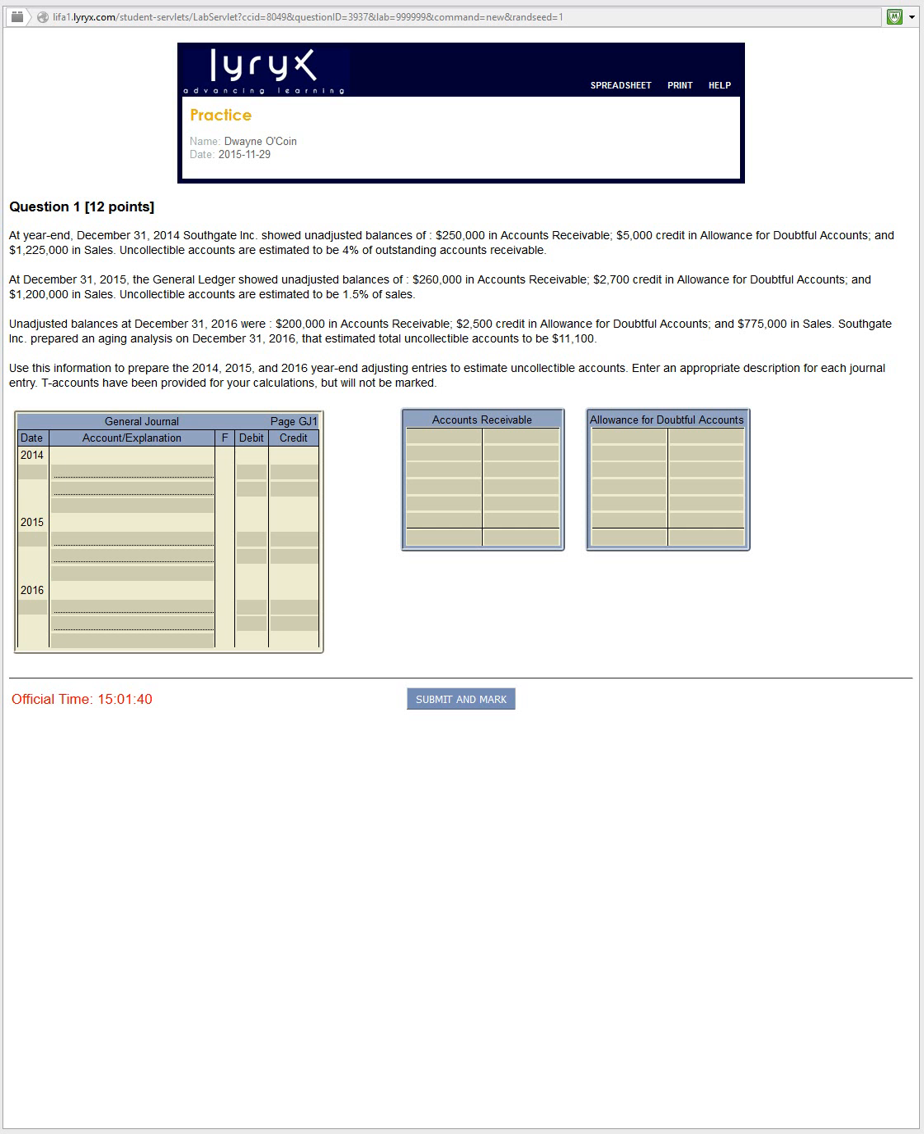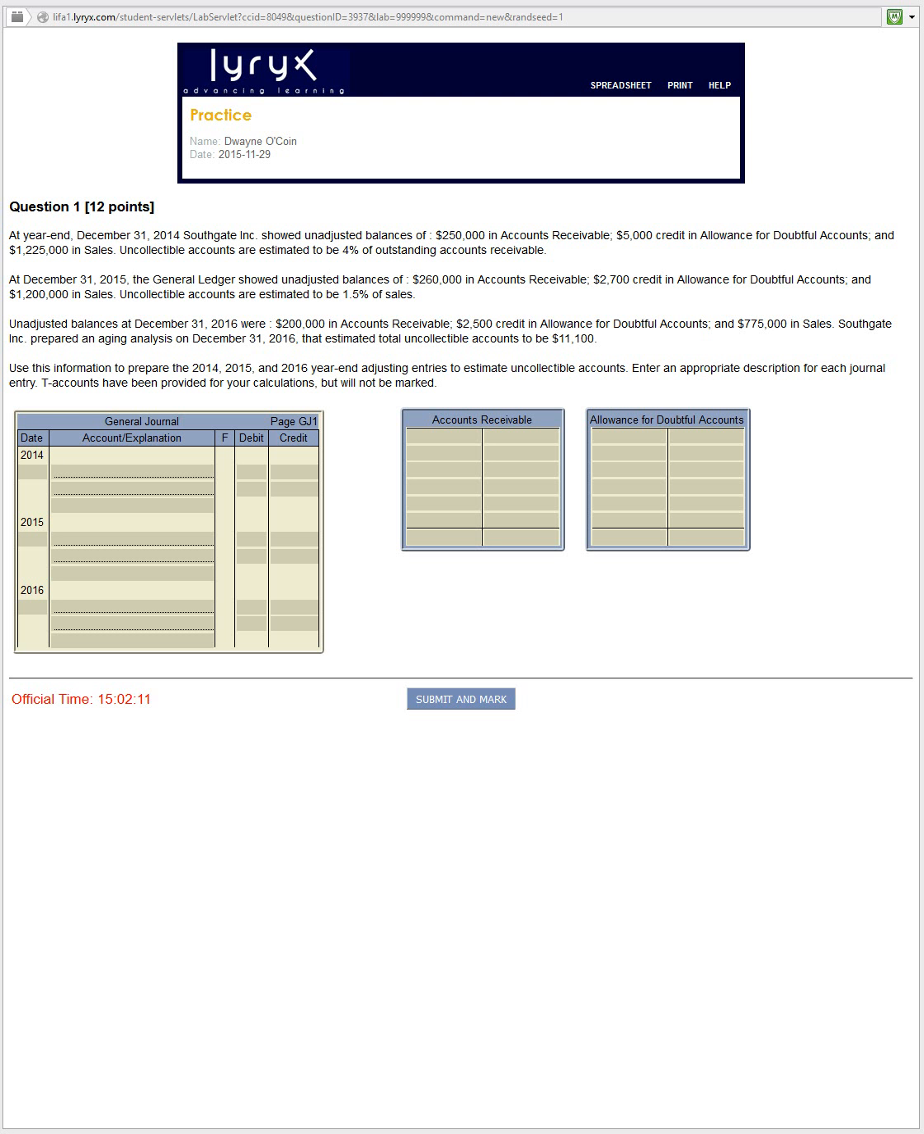Welcome back. This is Lab 7.4, and it's question number 3 of 3. Here we are going to prepare some more journal entries, and we have some T accounts provided for our calculations, but they will not be marked. A number of transactions are described, and we need to make adjusting entries for 2014, 2015, and 2016 year-end adjusting entries to estimate the uncollectible accounts.